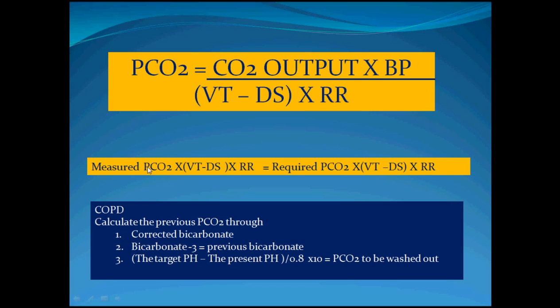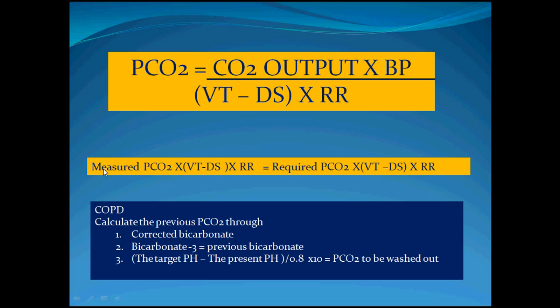So this is the measured carbon dioxide, the measured actual tidal volume, the actual respiratory rate. This is required. You want to change the carbon dioxide from 60 to 40, or the carbon dioxide of this patient is 30 and you want to bring it to 35. So in this case, it will be 35. You can change one of these, or the two together as you like. This is the respiratory rate, and this is the tidal volume.